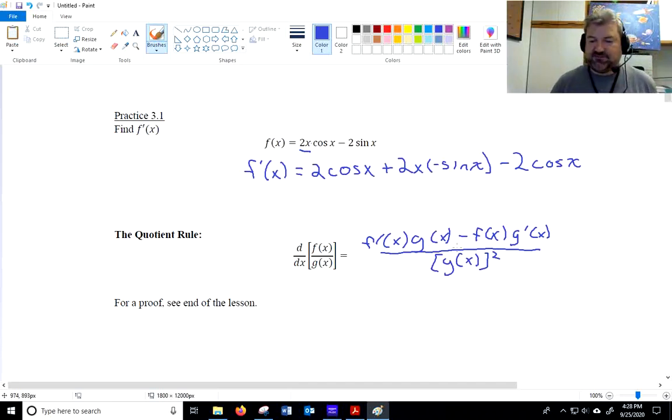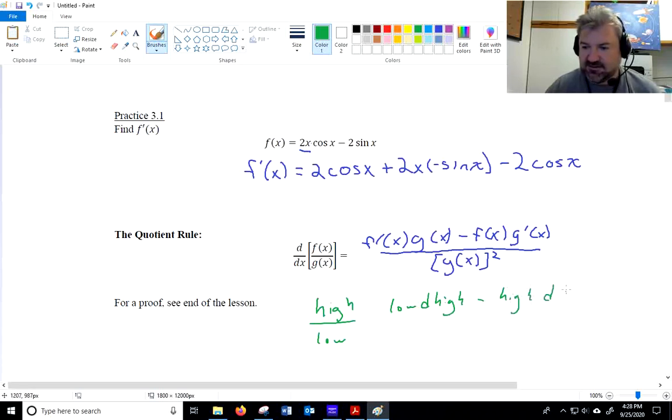Now that's kind of a lot to memorize, but fortunately there's a nice little rhyme or whatever you would call it about this. So if we have a fraction, then I would say we have a high part and a low part, right? So the derivative of this fraction is low d high minus high d low all over low low.